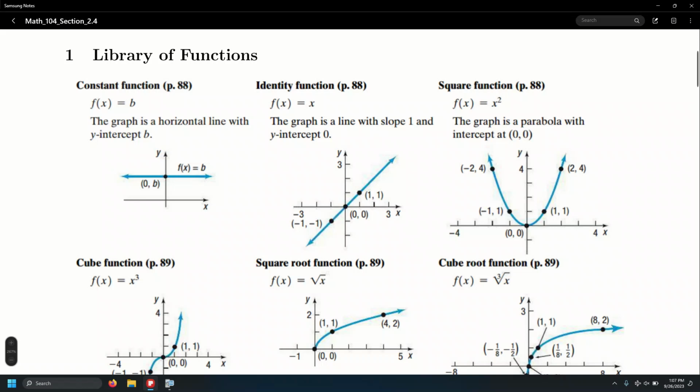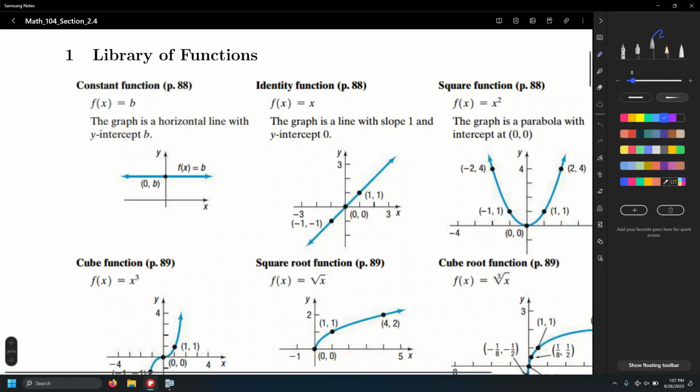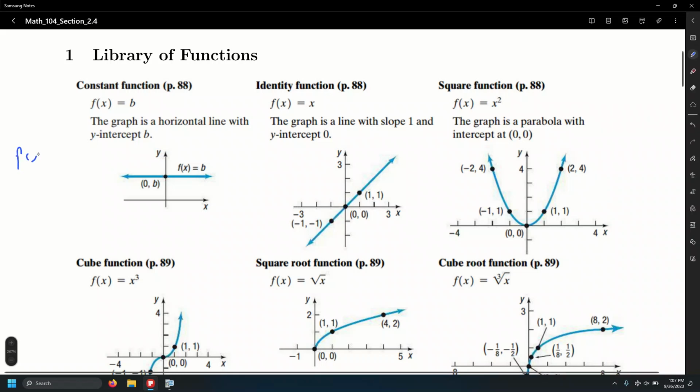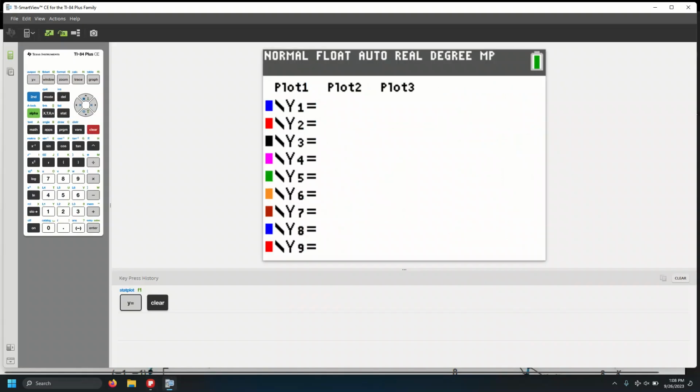I don't know. So the constant function looks like f of x equals b. As examples, I can give you something like f of x equals 3, for instance, g of x equals 7, h of x equals -2. And what these graphs do is give us simply horizontal lines at the y values of 3, 7, and -2. Let's go to the graphing calculator to see those.